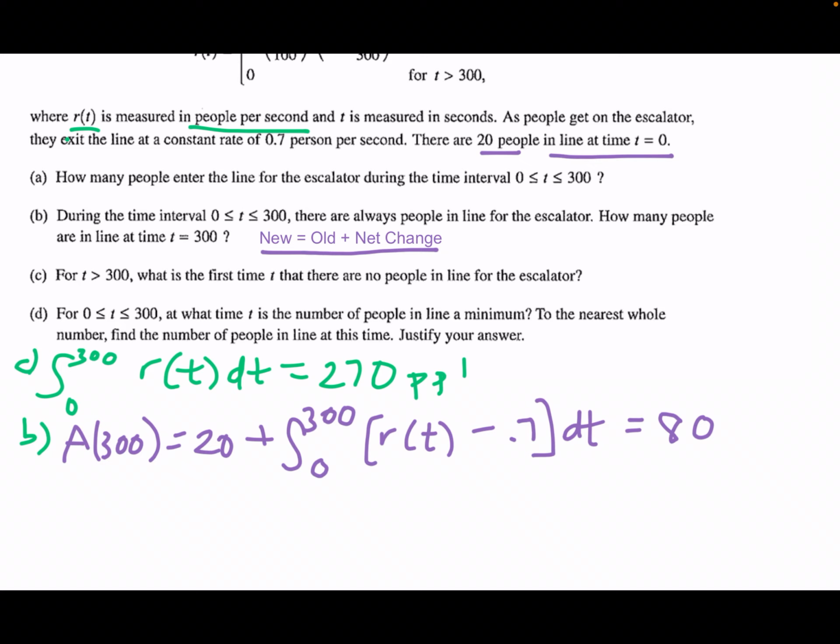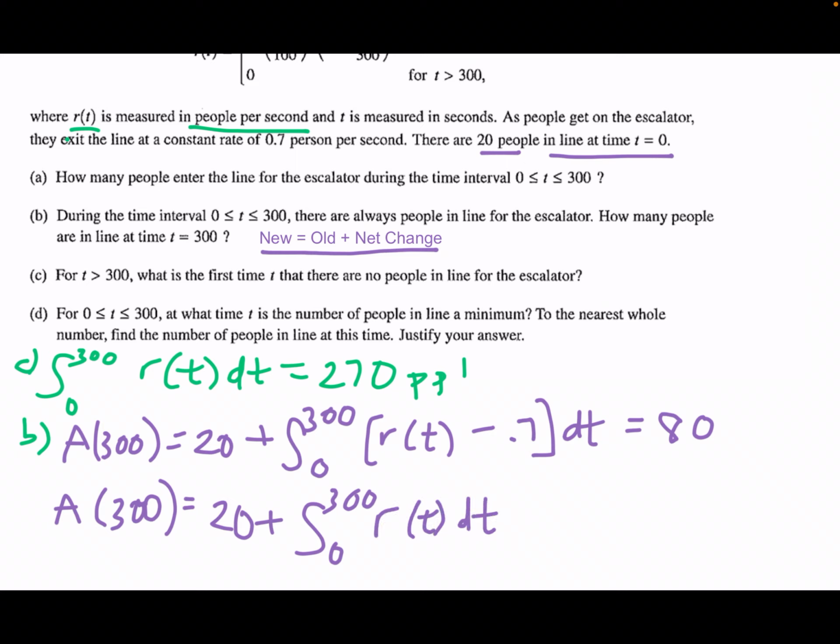As a secondary option, if I don't want to write it this way, I can also say that my amount at 300 is my initial amount plus my net change in my rate in. R of t needs to be inside the integral because it is a variable rate of change. But if I want to, I can subtract rate times time. So my 0.7 person per second times 300 seconds that passes that they get off the line of the escalator. Because it is a constant rate of change, it is okay for it to not be inside the integral. So either of these purple lines will get you an answer of 80.